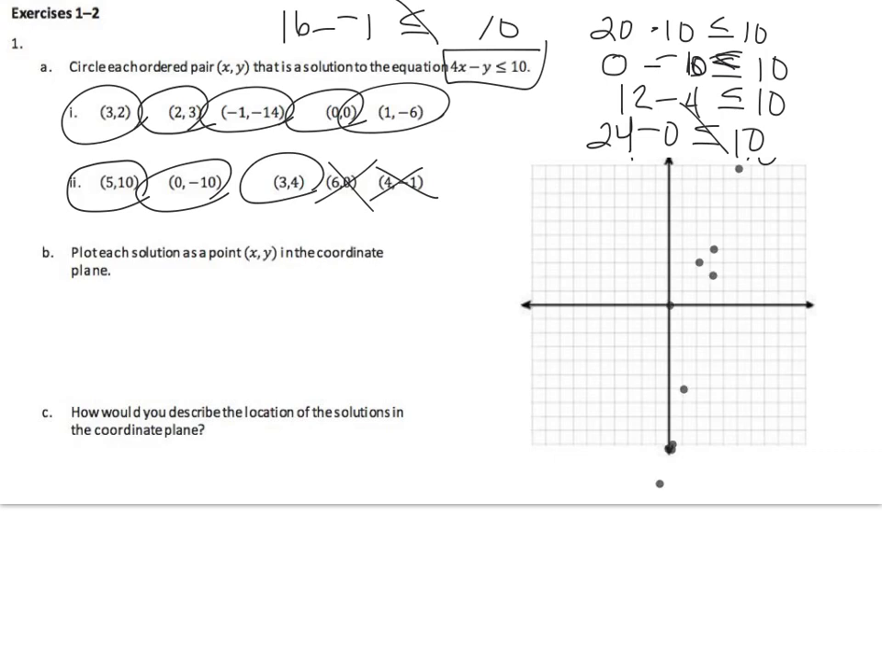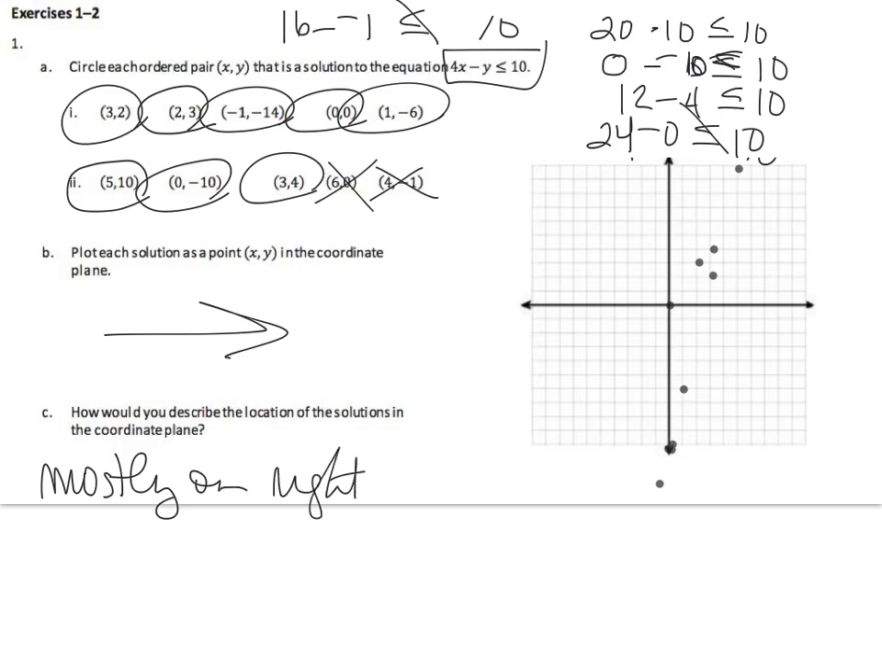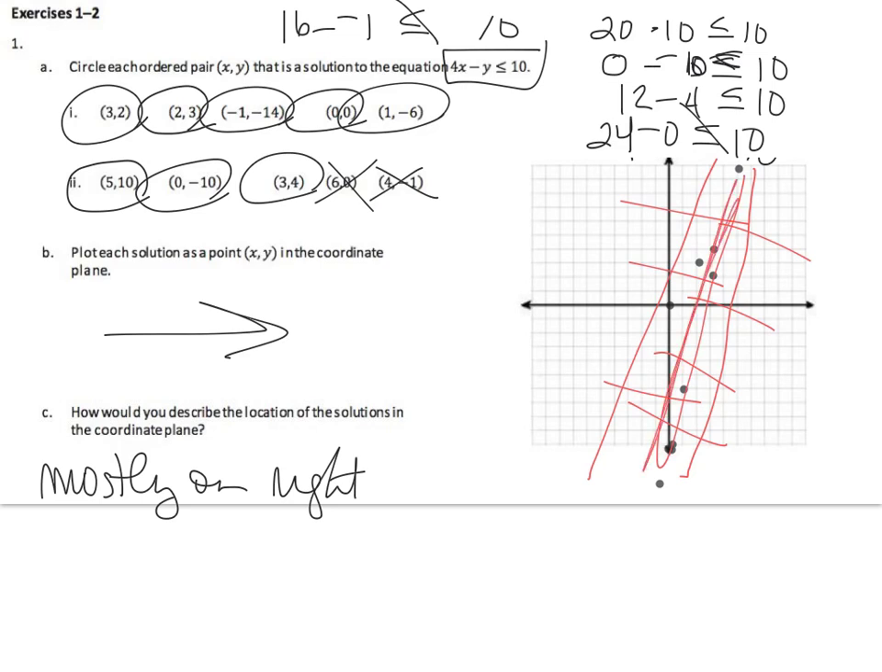There's all the points plotted in the coordinate plane, all of the solutions that actually work. I did not plot 6, 0 or 4, negative 1. Okay, describe the location of the solutions in the coordinate plane. How would you describe the location of solutions in the coordinate plane? Well, they look to be mostly on the right. We could say that they're either above that line, or I could draw something here and go below that one. But they're definitely clustered in some type of line some way.